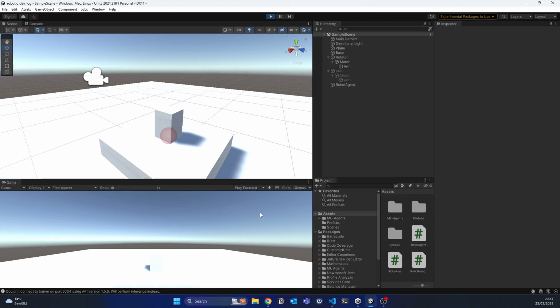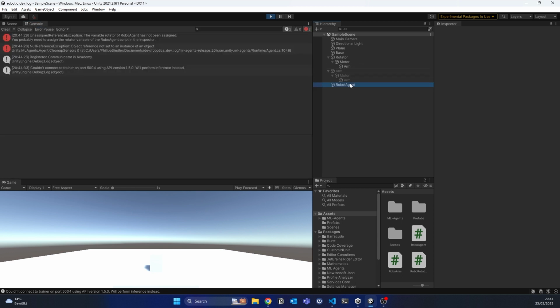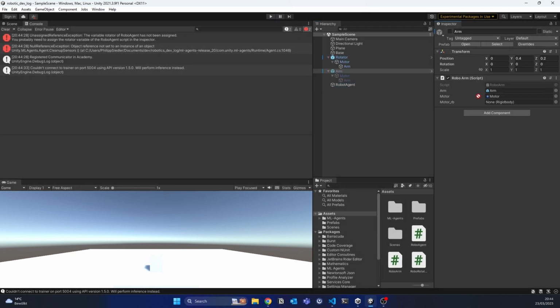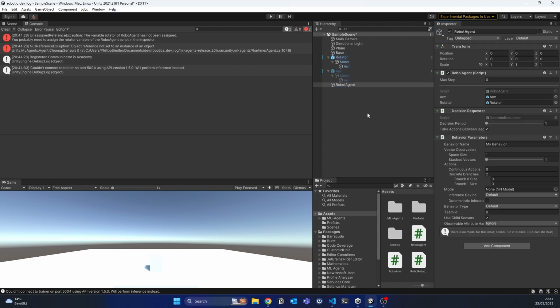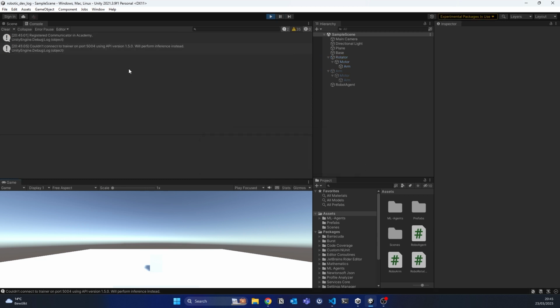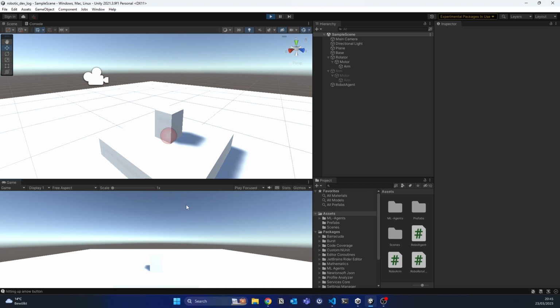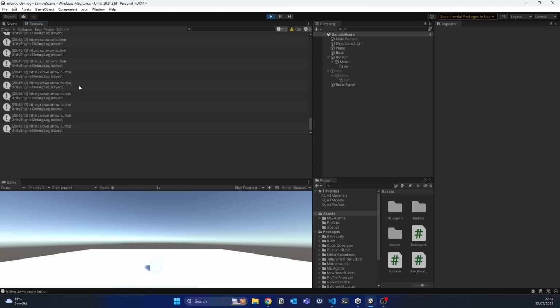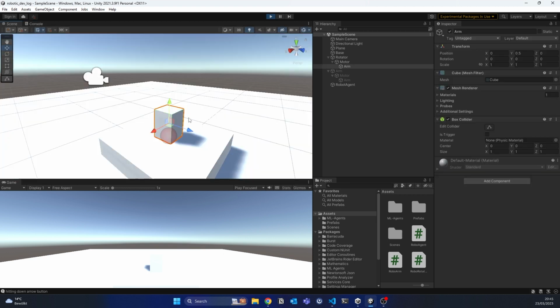Okay. Nope, this is not working. Why? Our robo agent doesn't have the rotator. Okay, that makes sense. Oops, robo agent needs our rotator. Okay, let's try it. Okay, nothing's happening. Hitting down arrow and so on. But this one somehow doesn't do what it's supposed to do.